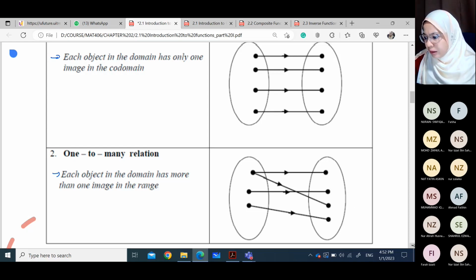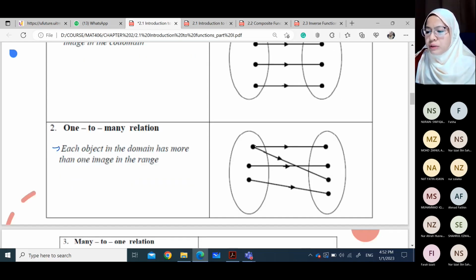So kita boleh tengok dalam arrow diagram ni. So untuk objek yang pertama, it mapping to 2 images. So here we can say that for this object, it has 2 images. So ini kita panggil sebagai one-to-many.